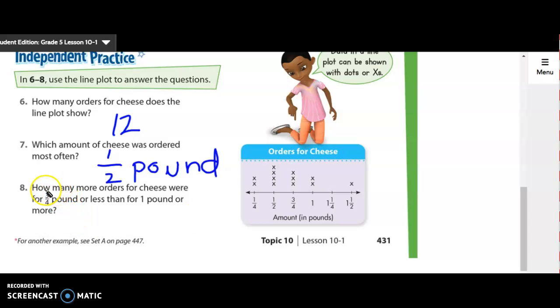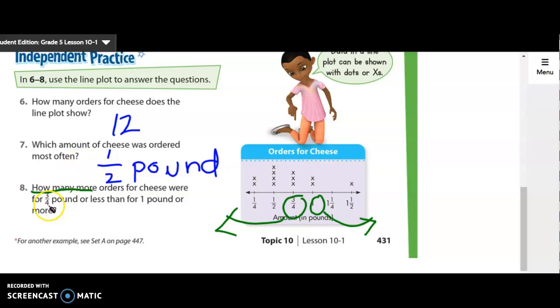The first part of it wants to know how many more. So that right away tells us we're going to be doing some subtracting to find a difference. How many more orders for cheese were for 3/4 of a pound or less, that means all the ones on this side of 3/4, than for 1 pound or more, that means all the ones on this side of 1 pound, including the 1 pound. Just like the 3/4 is going to include that 3/4.